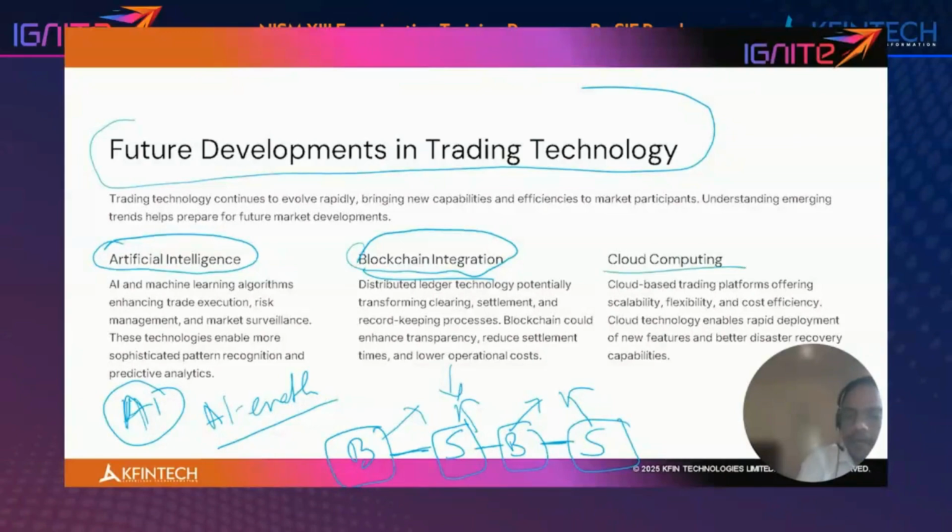And cloud computing. This is required in the Indian market because it is faster and scalable. India is the biggest derivatives market for equity, not for bonds as such, but for equity, India is the largest derivatives market. So it's important that the cloud infrastructure is in place, because in the future more and more participants will come into the market, so the scale will get higher and higher.